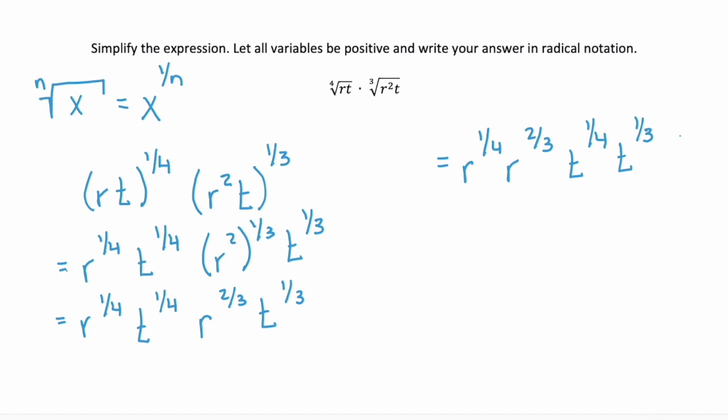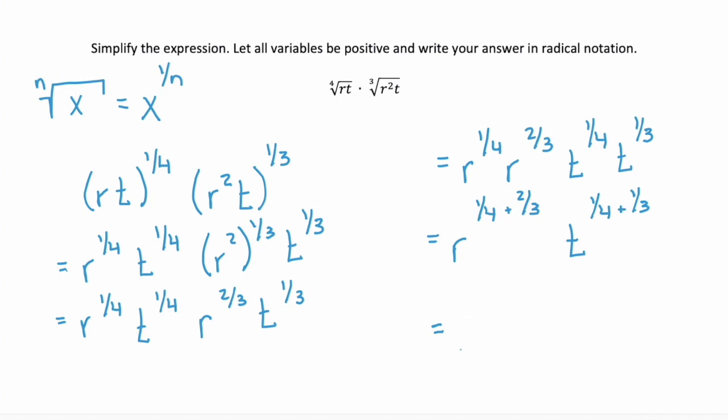Now we can use the product rule, which allows us to add our exponents together because they have the same base. So the r's, we can add those exponents together, and the t's, we can add those exponents together. So we're going to have r to the power of 1/4 plus 2/3, t to the power of 1/4 plus 1/3. Now we need to simplify those exponents though.